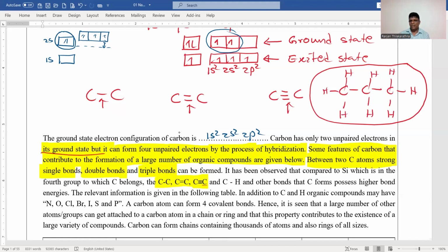In propane, you can see that there are some carbon-carbon single bonds, and it also contains carbon-hydrogen single bonds. All these bonds are stable, that's why they form.